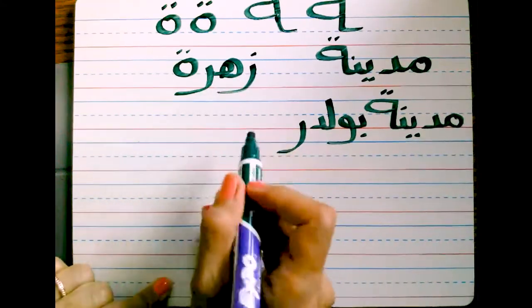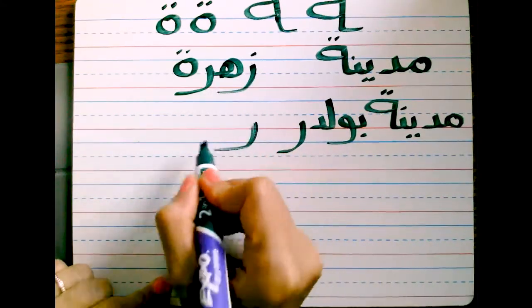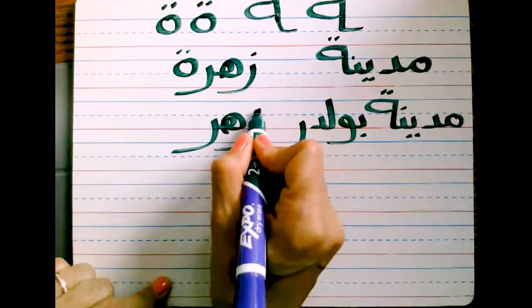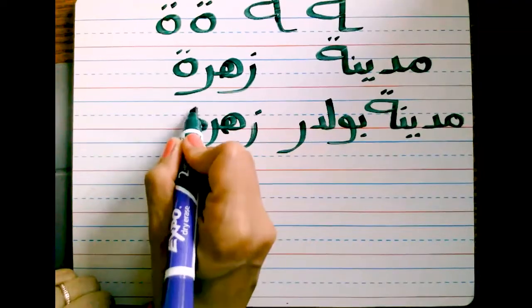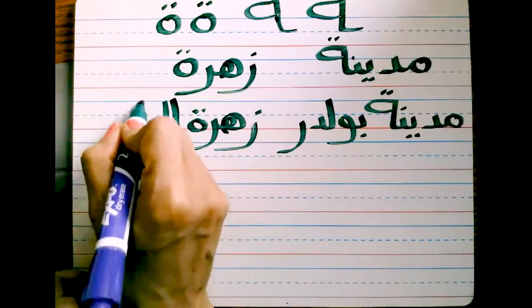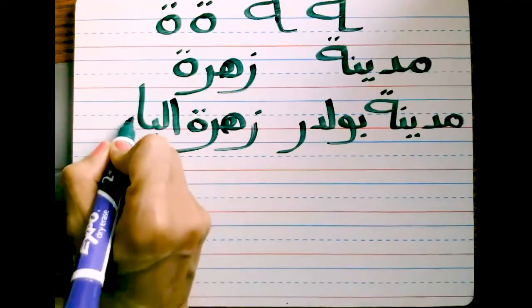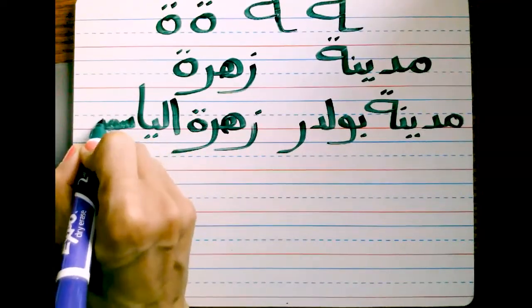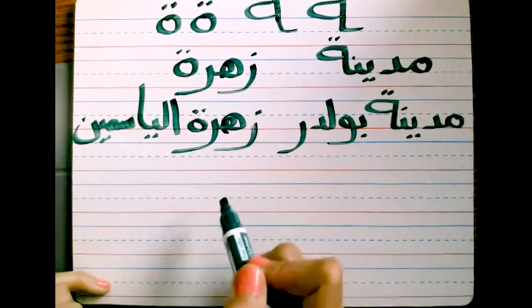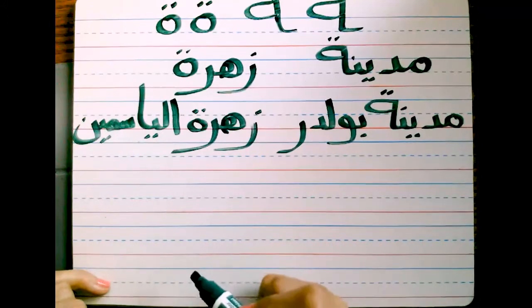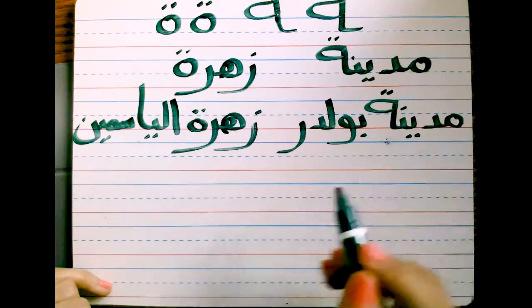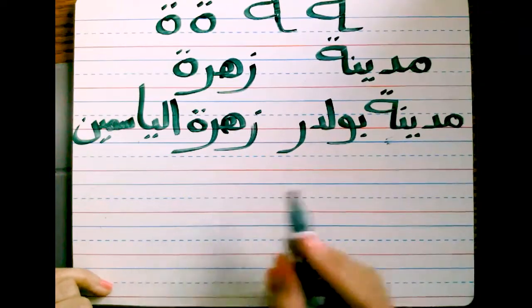Here you can see Zahra by itself. But if it is the flower of jasmine, for instance, Zahrat al-Yasmin, we have to pronounce the ta. A native speaker will pick it up very quickly if they don't hear this connected. Zahrat al-Yasmin.